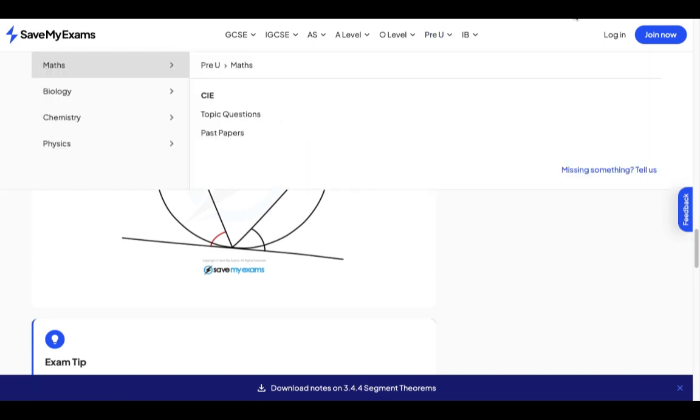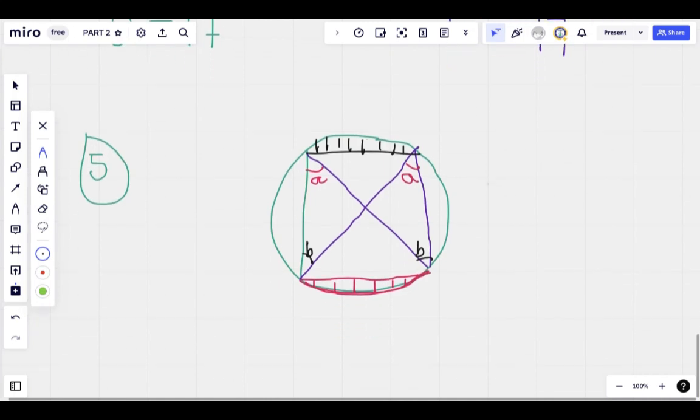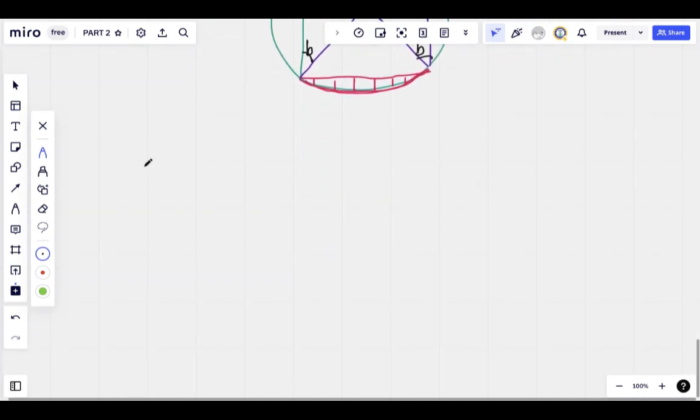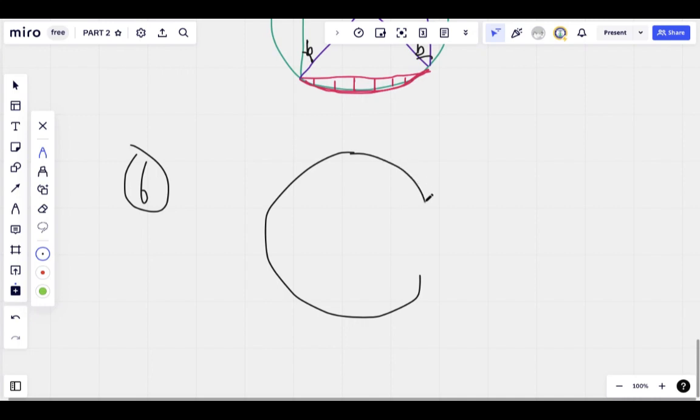So to illustrate this, let's show this. Question number 6. We have a circle, and then we have a tangential line, a line that meets the circle. Then we have a triangle.